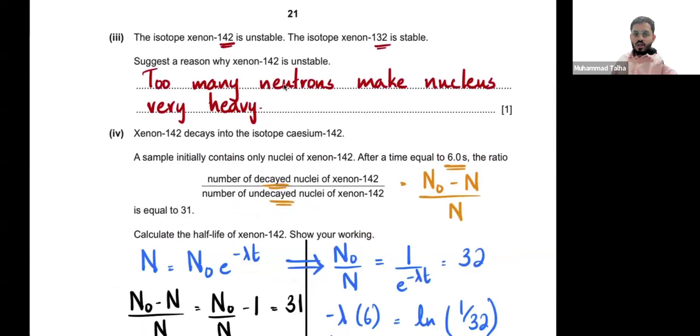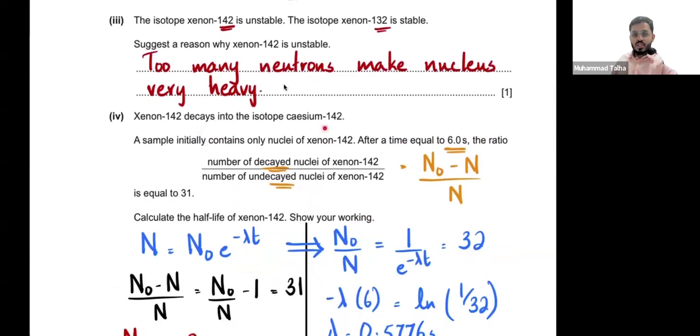Part 4, xenon-142 decays into cesium-142. A sample initially contains only nuclei of xenon-142. After a time equal to 6 seconds, the ratio of the number of decayed nuclei to the number of undecayed nuclei is 31. Calculate the half-life of xenon-142, show your working. I see the word half-life. This equation is the first thing that should come to mind: the exponential equation associated with radioactive decay.